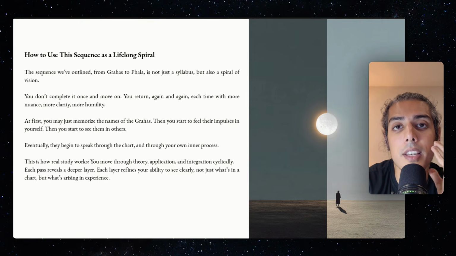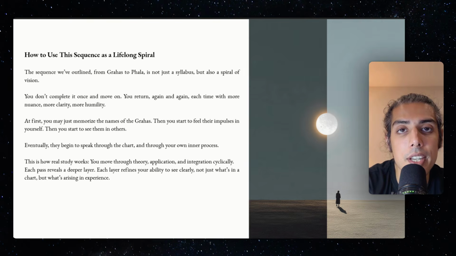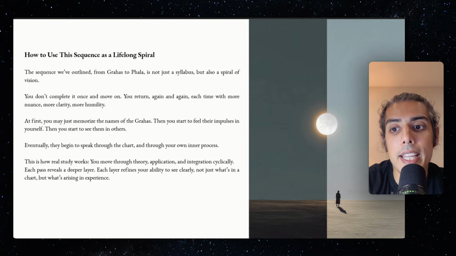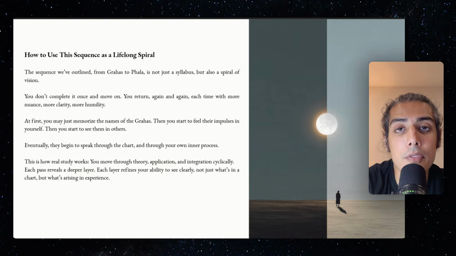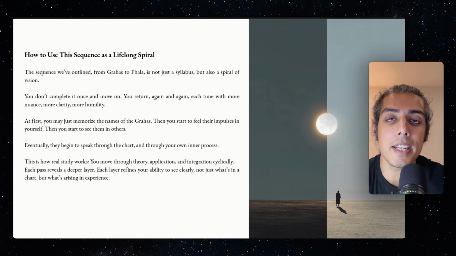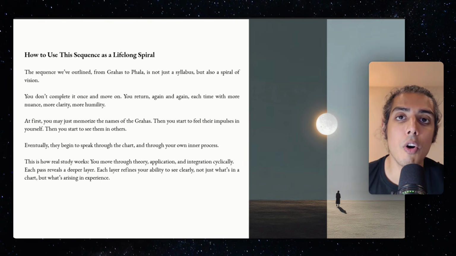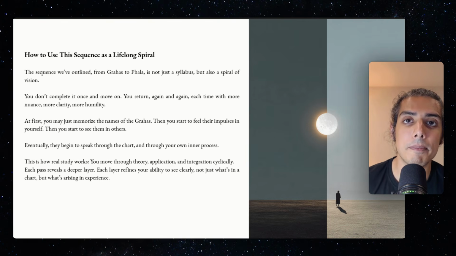So this is how real study works. You move through theory, application, and integration cyclically. Each pass reveals a deeper layer. Every time you go through it, a deeper layer will unfold. Each layer refines your ability to see more clearly, not just what's in a chart, but what's arising in your experience. The chart is just a diagrammatic representation of the experience of life.